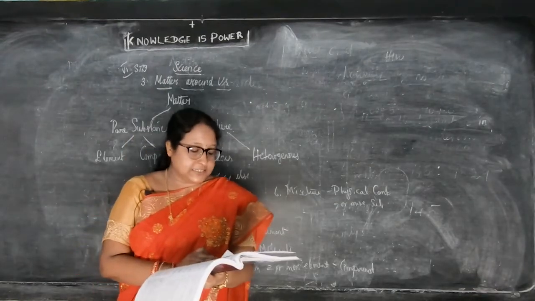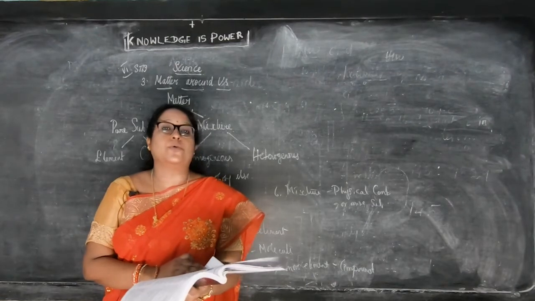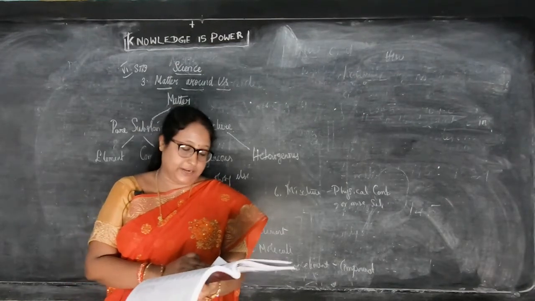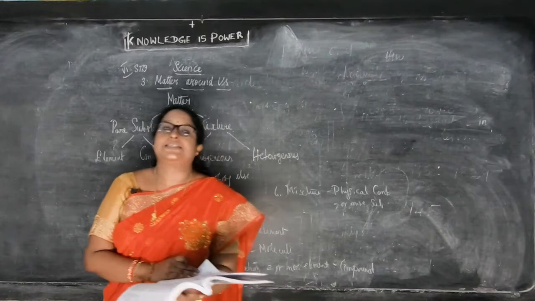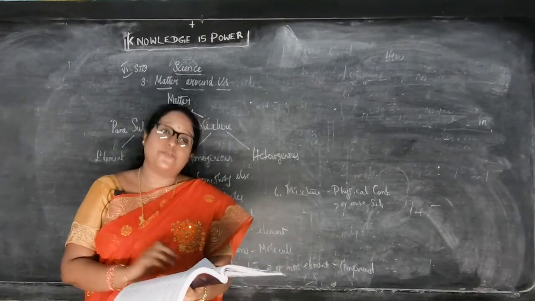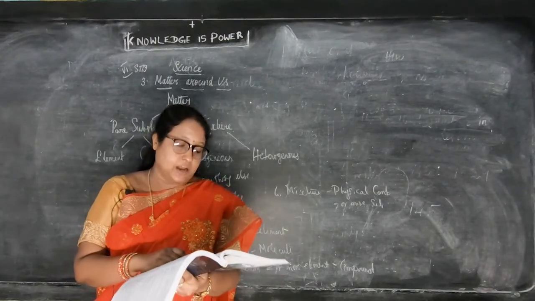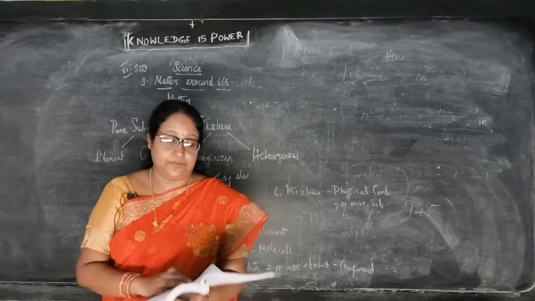Why do we call these a mixture? Because they are made of two or more ingredients or components that are physically separable, okay. So why do we call them a mixture? That is, they are made up of two or more components or ingredients, so they are called physically separable.